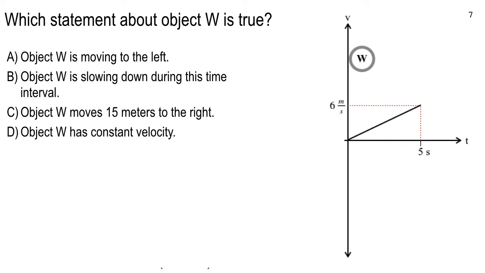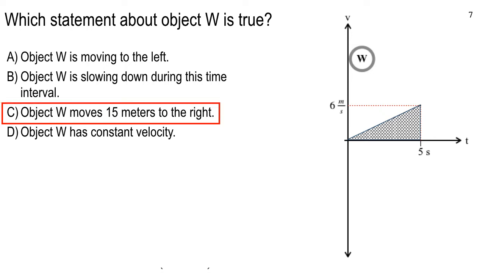Let's take a look at this one. Your interpretation first: C is the correct answer. What you want to do is look at the area of this distance triangle. You don't know the initial position, as I've mentioned before, but you can at least say that it's going 15 meters to the right. This is the correct notation here, D equals 1/2 base times height. If you're only looking at the triangle with simple round numbers, you can do this in your head: 5 times 6 is 30, divide by 2, 15.